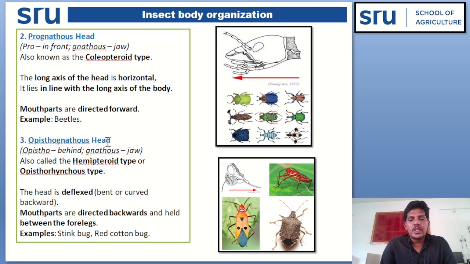Next, opisthognathous head. Opistho means behind, gnathous means jaw. See here, the head is deflexed, meaning bent or curved backwards, and the mouth parts are directed backwards and held between the forelegs. This type of head is there in stink bugs and red cotton bugs. That's why we are calling this type of head the hemipterite type of head or opisthognathous type of head.